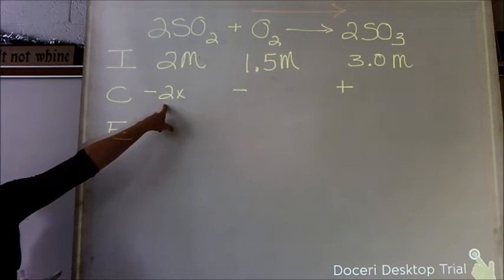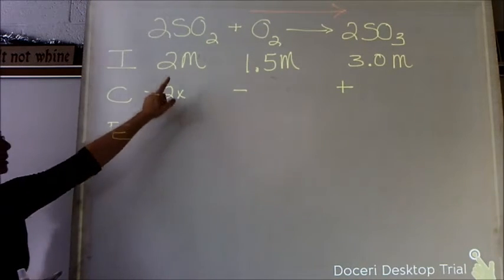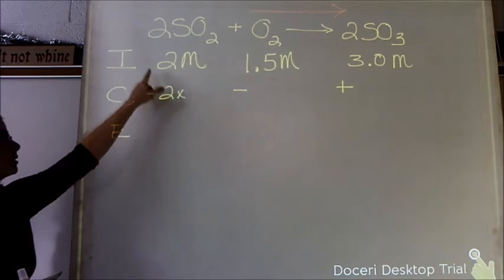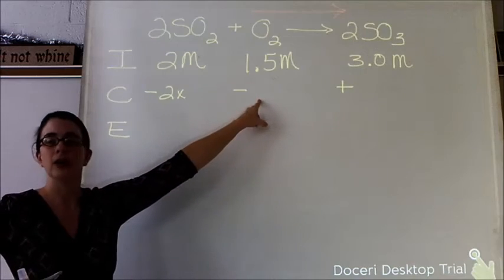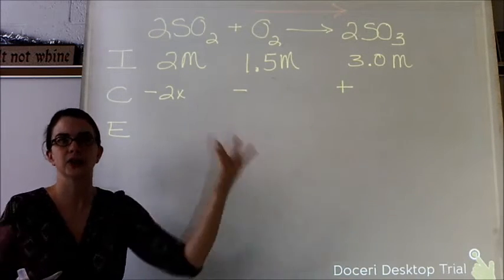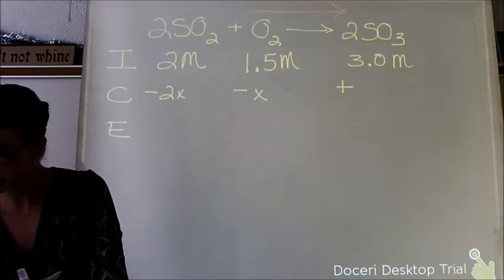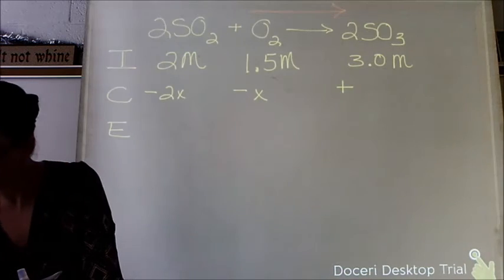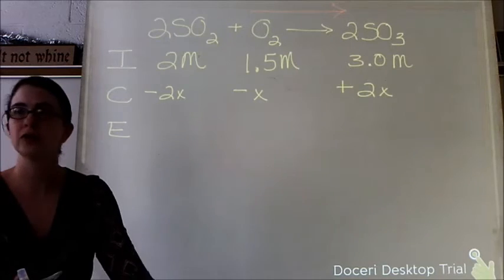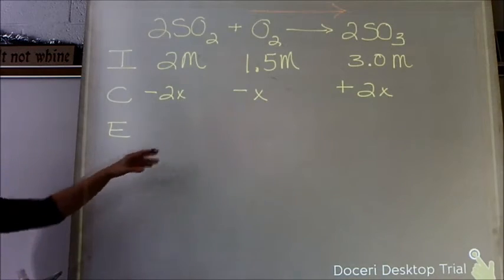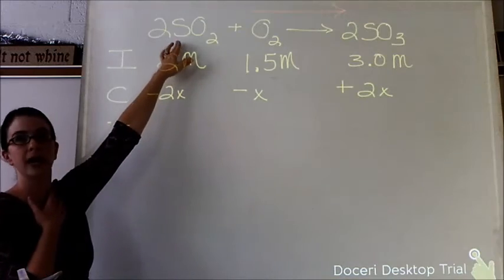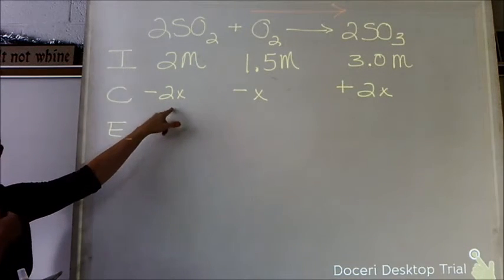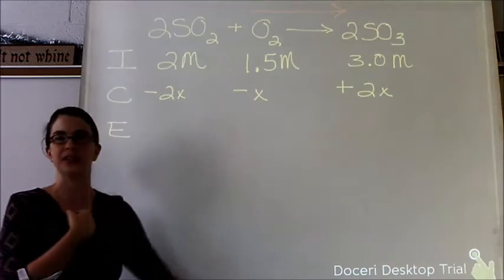Does anybody want to guess where that 2 comes from? It does not come from right there. It comes from the coefficient. So what should I write here? 1x, or let's just say x. How about there? 2x. Okay, so the gist is, the way to think about that is, this reactant is disappearing, decreasing twice as fast as this one is decreasing.